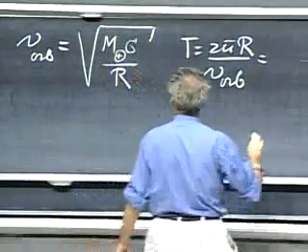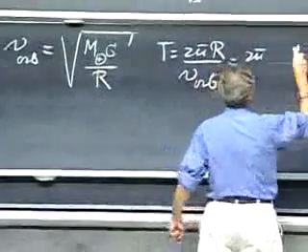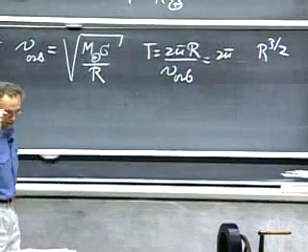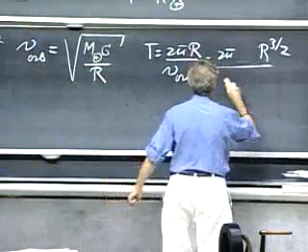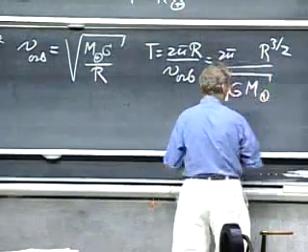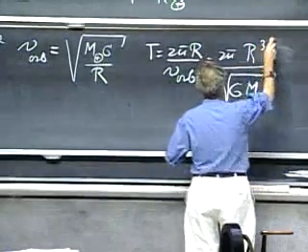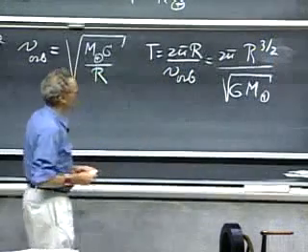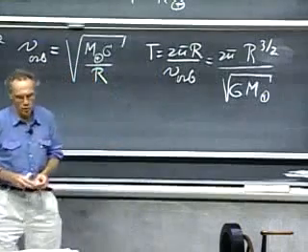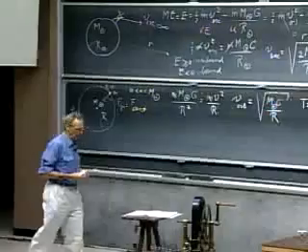And when you do that, you get 2 pi r to the power 3/2, and you have downstairs the square root of G M Earth. So again, if you know the radius, if you know how far you are away from the Earth, the period follows uniquely. If you know the period, then the distance to the satellite follows uniquely.